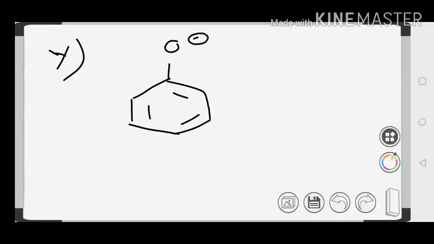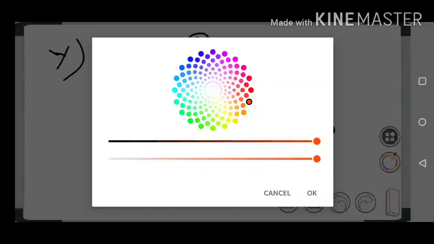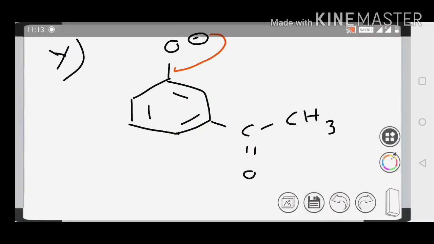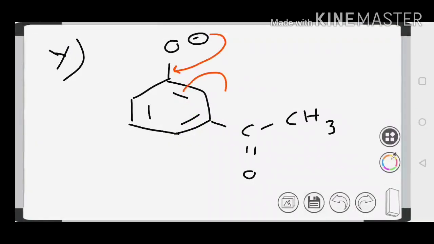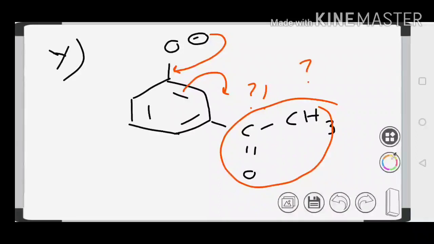Here you see there is O minus, means after removal of H plus I am talking about. Then at the meta position there is COCH3 present. Now see, if this negative charge wants to come back, if it comes here, this double bond wants to be circulated, but where? Can it go inside the COCH3 group? No, there is no direct conjugation present. So the electrons won't go inside the COCH3 group and won't be as stabilized as the previous one because of the position.